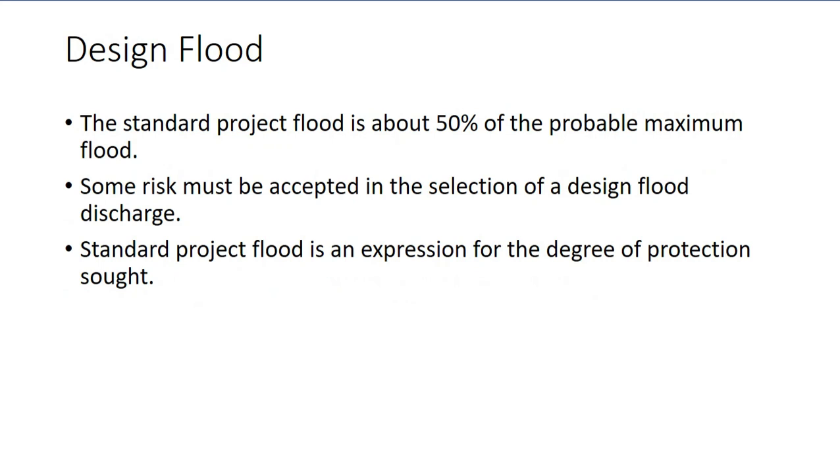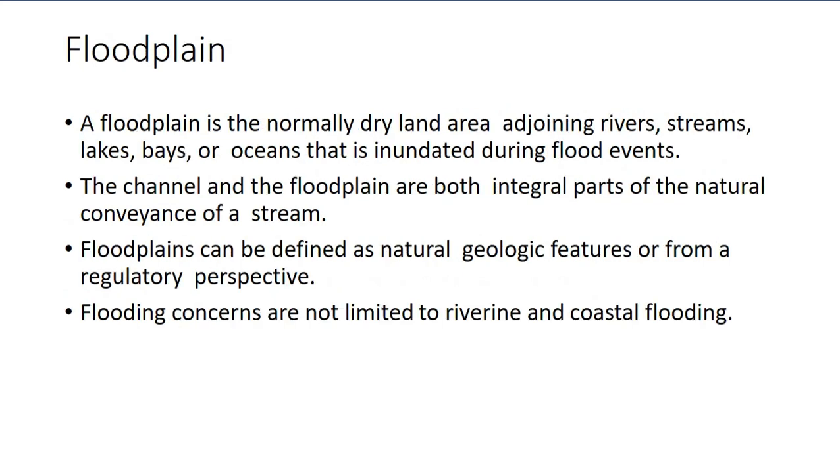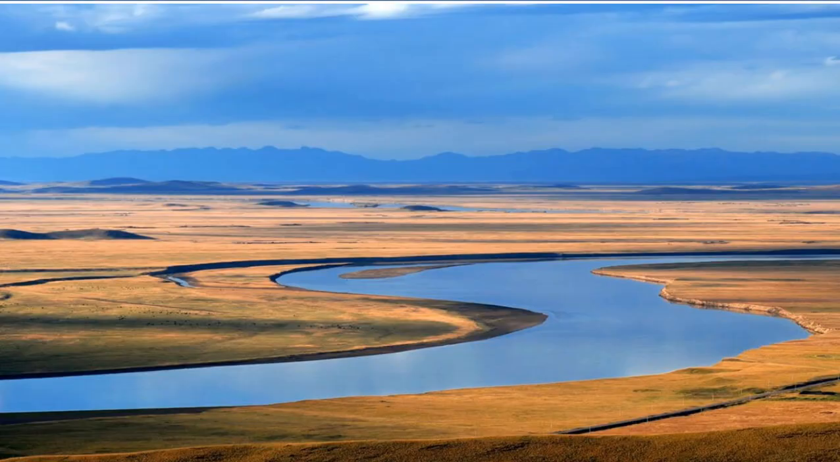Now, let's define first what a floodplain is. It's a normally dry land area adjoining rivers, streams, lakes, bays, or oceans that is inundated during flood events. So, in order for us to visualize properly, let's say this is a river. You can see here on the edges are your floodplains. These are the areas inundated every time this river overflows.